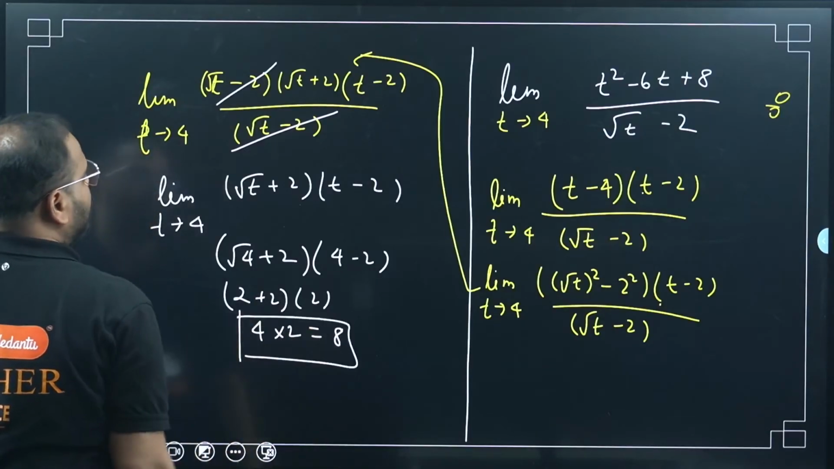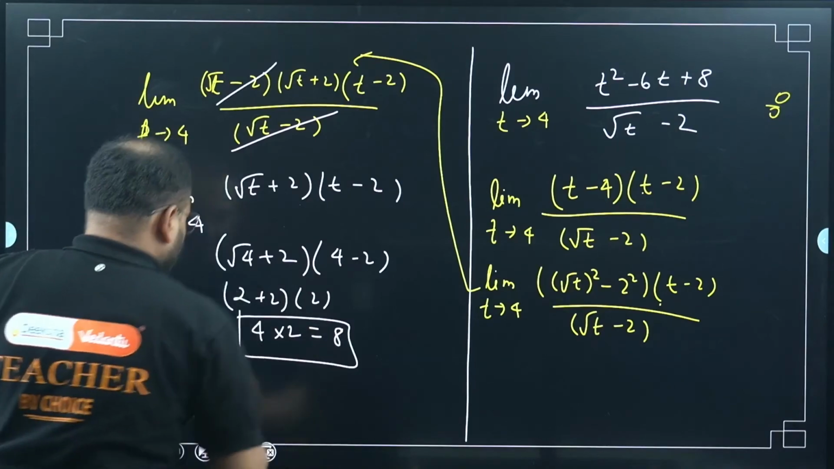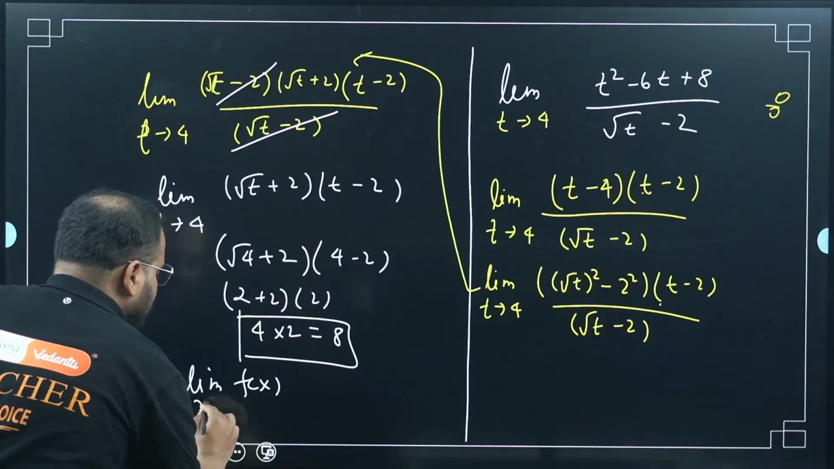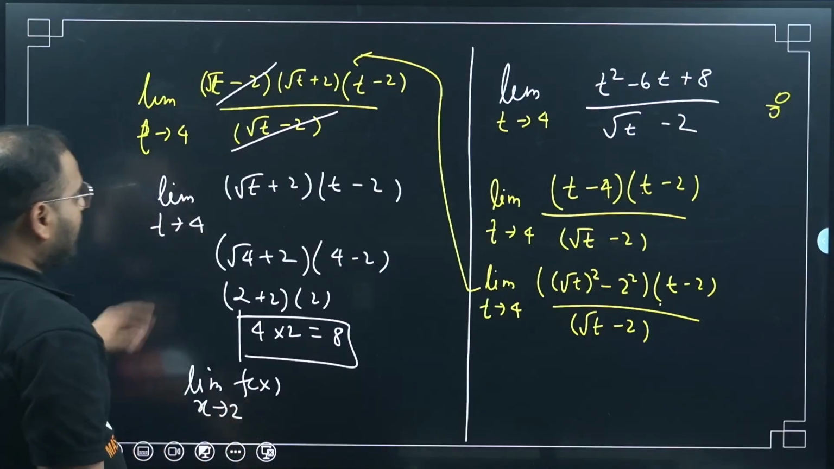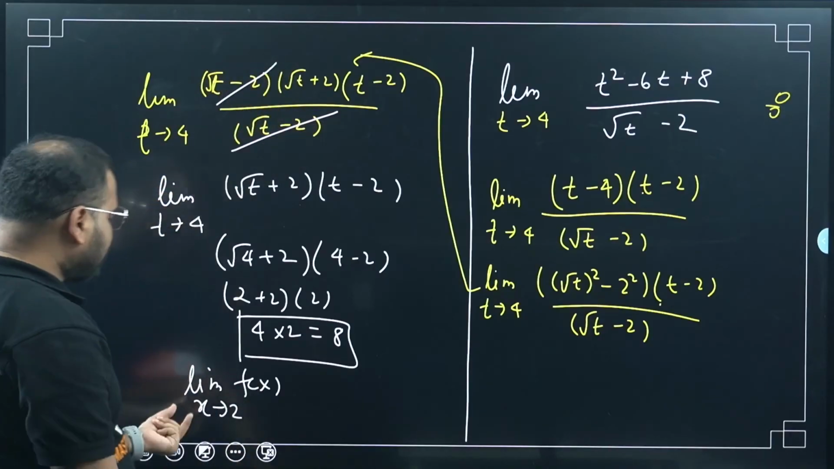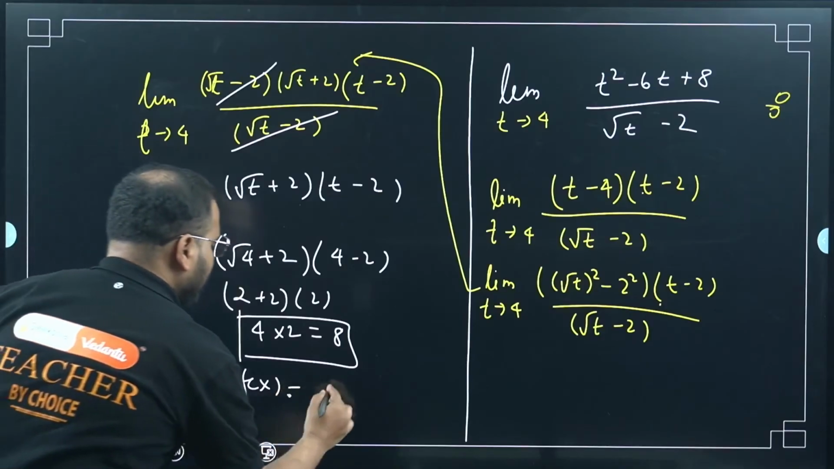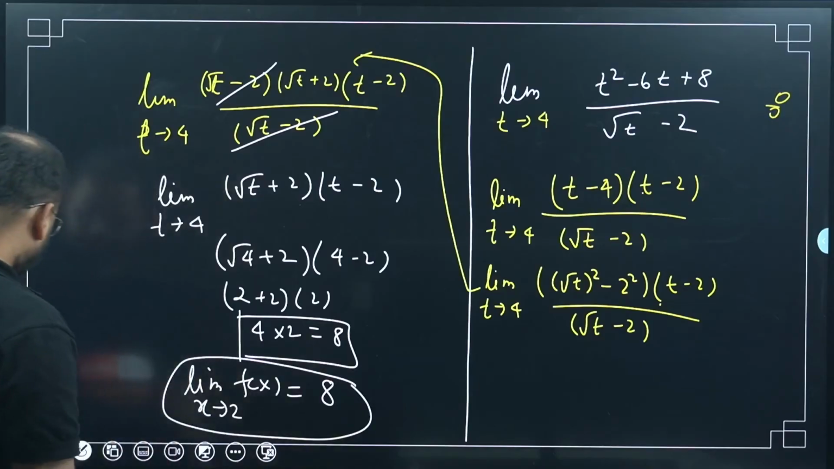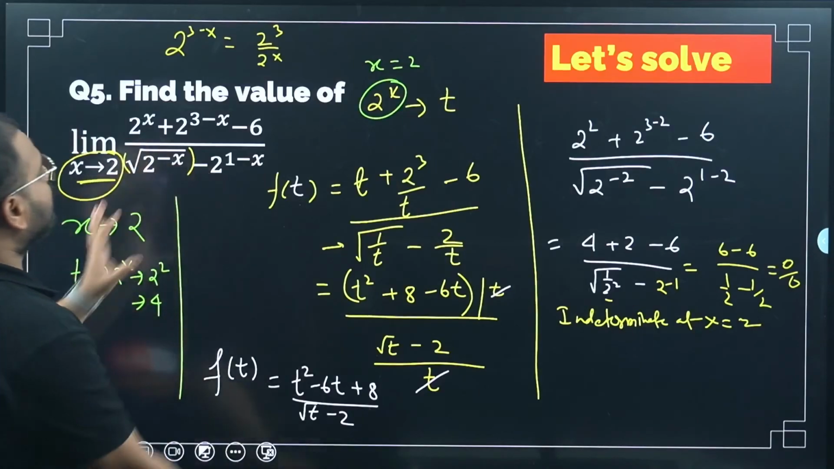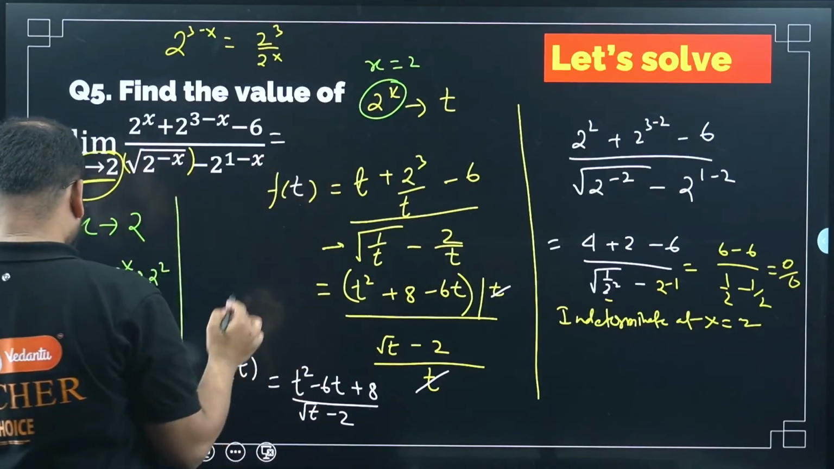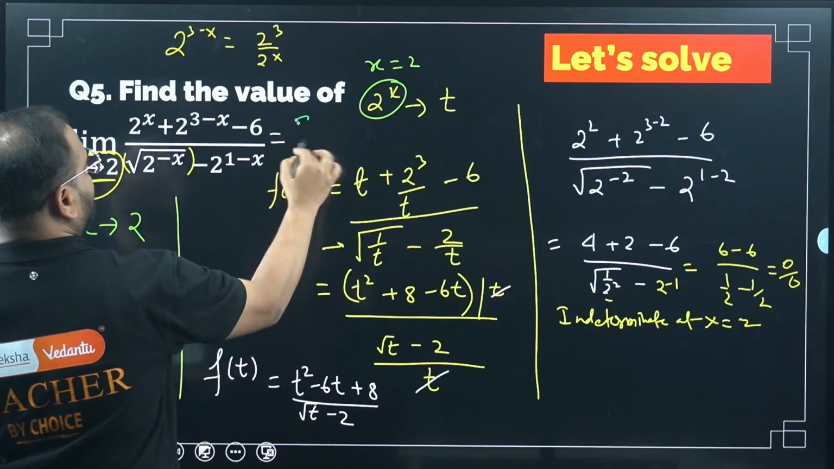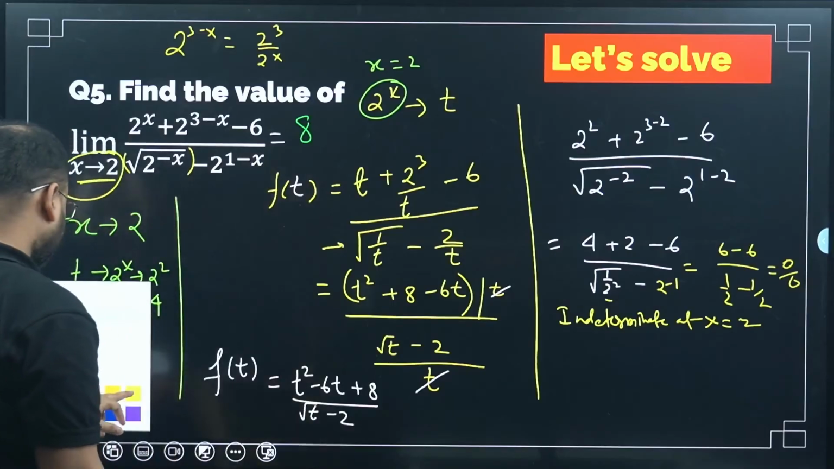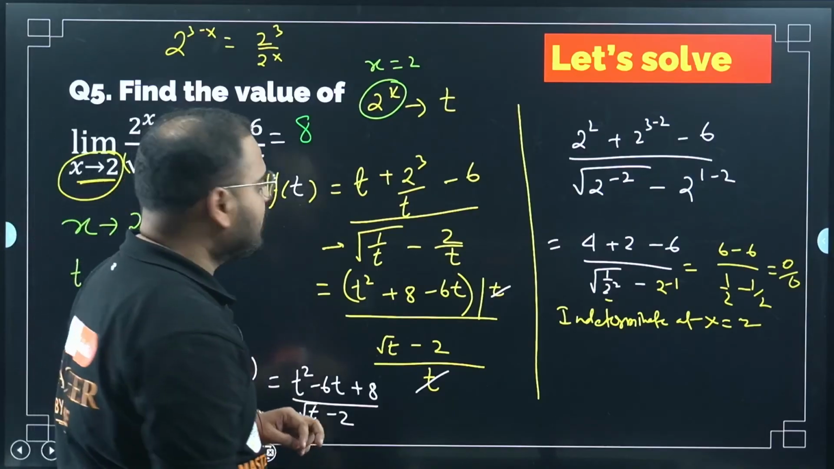So the limit of the given function f(x) when x tends to 2, or the limit of this modified function when t tends to 4, is nothing but 8. I hope this is clear. Please check the function. The limiting value is coming as what, sir? 8. Visible, sir? Okay, sir. This is visible. Correct. All right.